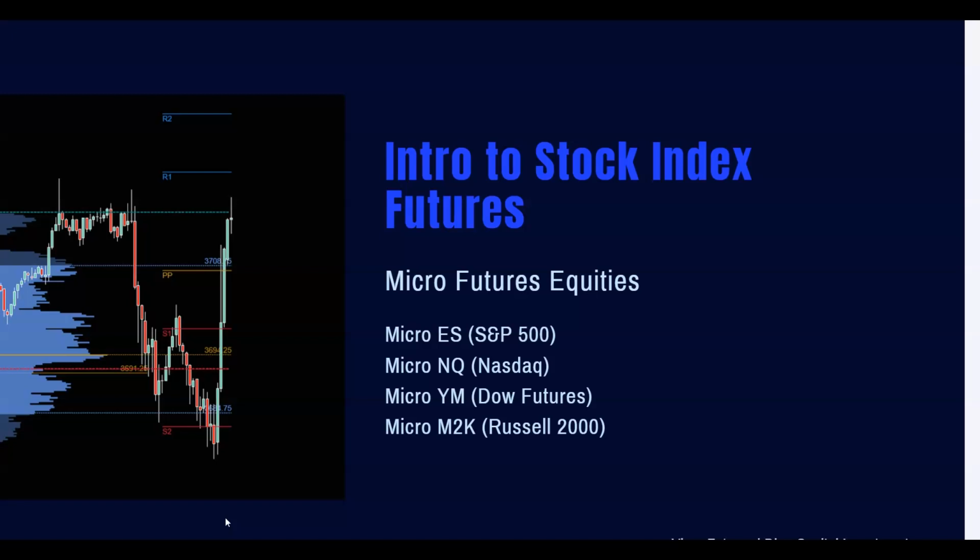For the purpose of the intro to futures course, we are only going to discuss the micro equity futures. It's going to be the main four that we're going to discuss: the micro ES, which is the new, super small version of the S&P 500; micro NQ, which is the small futures contract for NASDAQ; micro YM, which is for Dow futures; and then micro M2K, which is the micro futures contract for Russell 2000. These are the four equities, okay, and then we're going to go through that.